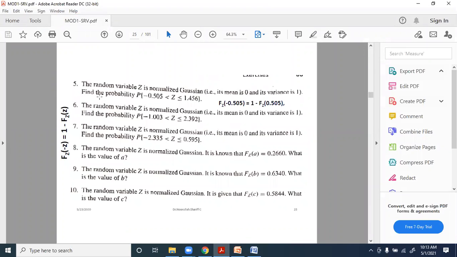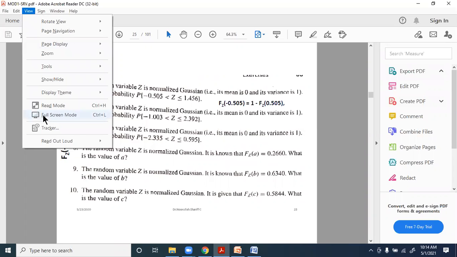Numericals 5, 6, 7: the random variable Z is normalized Gaussian, its mean is 0 and variance is 1. Find the probability. Again, similar thing, same thing. So these three numericals are similar, and similarly these three numericals are similar. So we need not solve all of them. In the class, we'll try to solve only one of them. The rest two you need to solve, right? So we will see how one can do that.